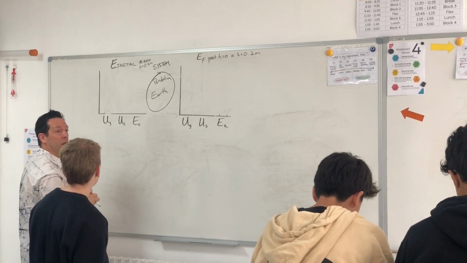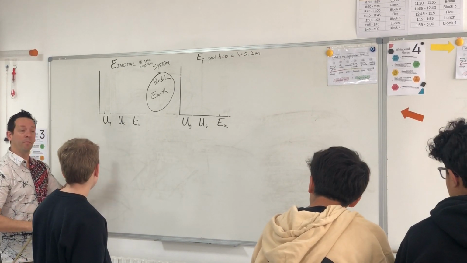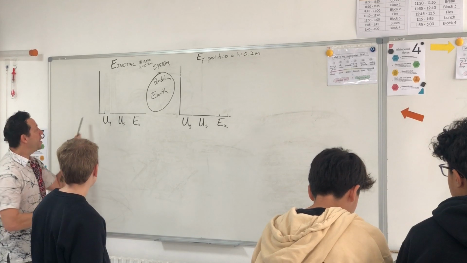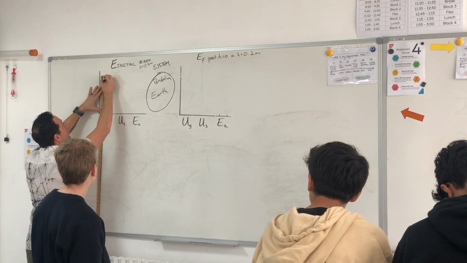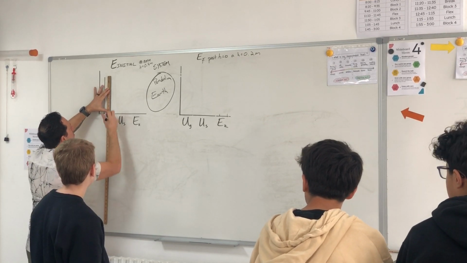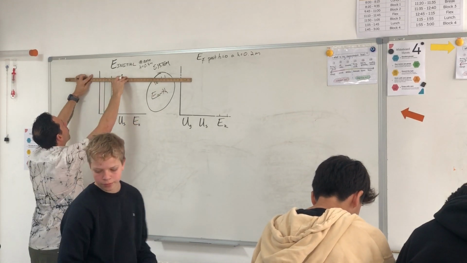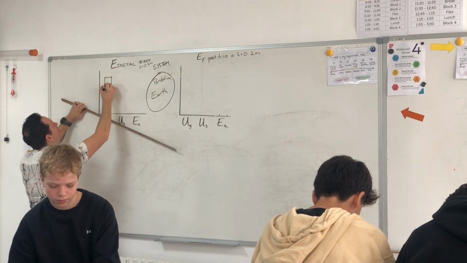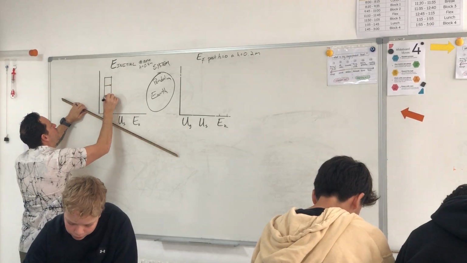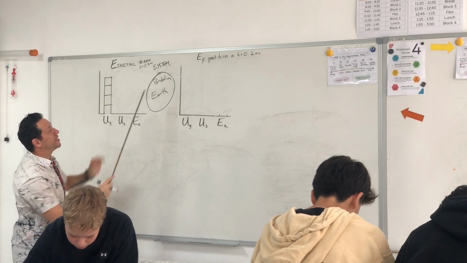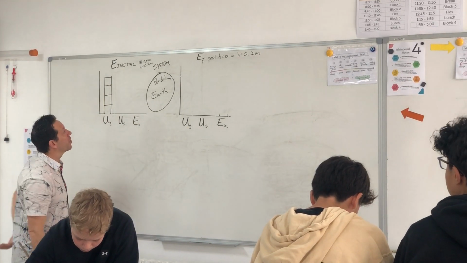So here, at the beginning, where does the energy come from? UG, and it's all UG, right? So it looks exactly like our first one. So make 4 bars, or if you made 5 bars, make it the same. My system is going to be the same, it's just the pendulum and the earth.